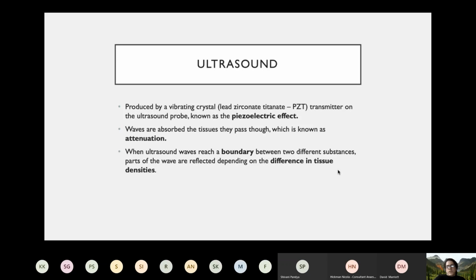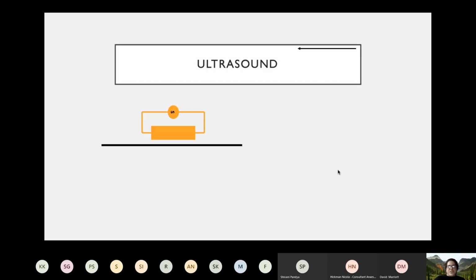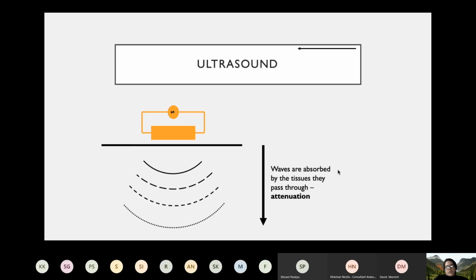So I've done a little diagram for those of you that are visual. That's my diagram of a probe. You've got a crystal in the transducer, and an electrical signal is applied to it. Then when it's on the skin, the sound waves pass through the skin into the tissues below as the electrical stimulus is applied to the crystal. And as they go deeper through the tissues, the sound waves become attenuated.